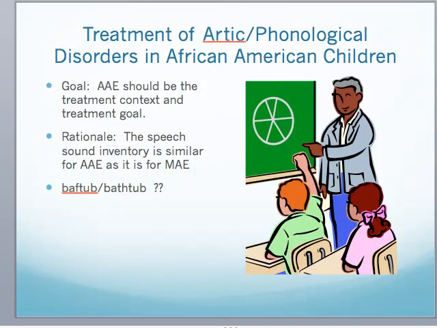Let's talk about treatment of articulatory phonological disorders in African American children. The treatment context and treatment goal should be close to mainstream American English. The rationale is that African American English is very similar in sound inventory to mainstream American English. So it is considered a legitimate goal to teach mainstream American English sound patterns, since many speakers may encounter issues with social, vocational, academic, or other situations that may require sound patterns of mainstream American English.